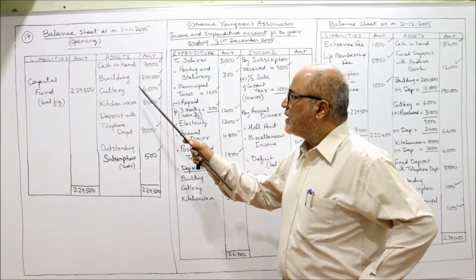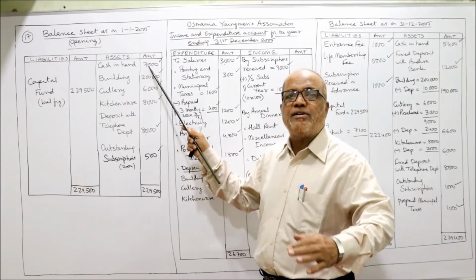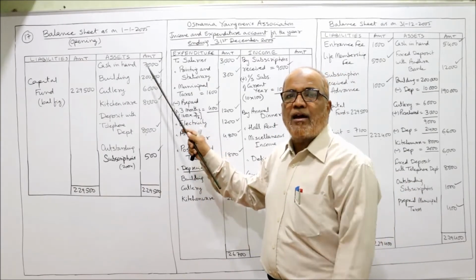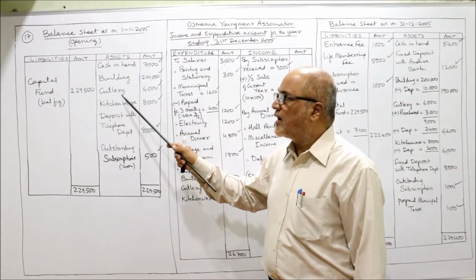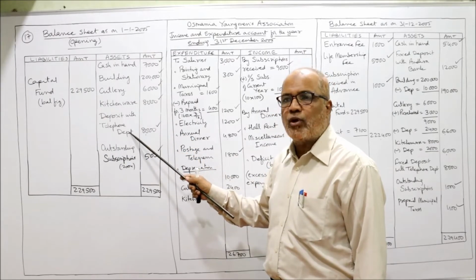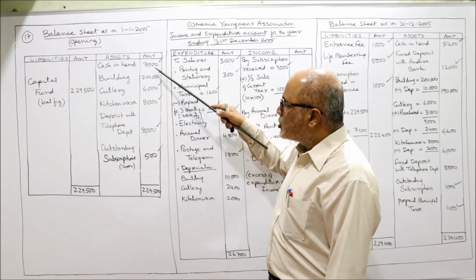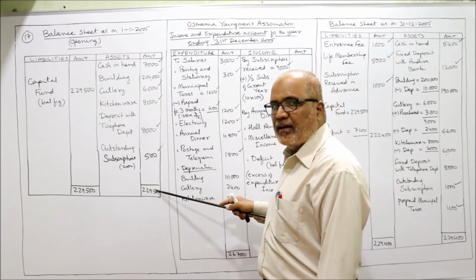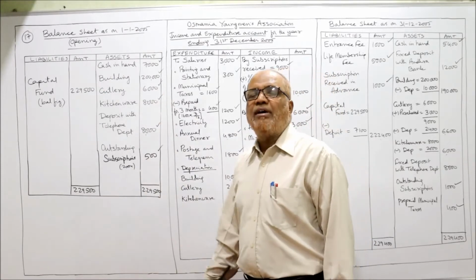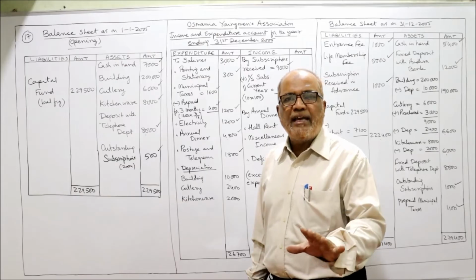At the beginning of the year, there was cash in hand, receipts and payments account, first item. And in the paragraph, it is given. There is a building, cutlery, kitchenware, deposit with telephone department, outstanding. Take the total of the assets, 2,29,500. Liability, we don't have anything. We don't have any liability.